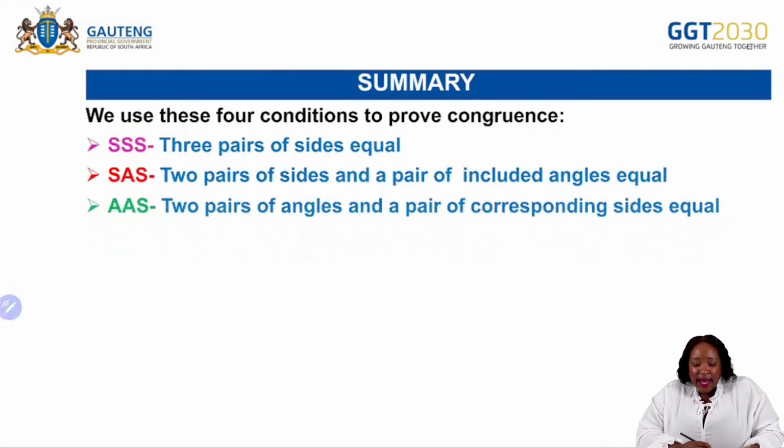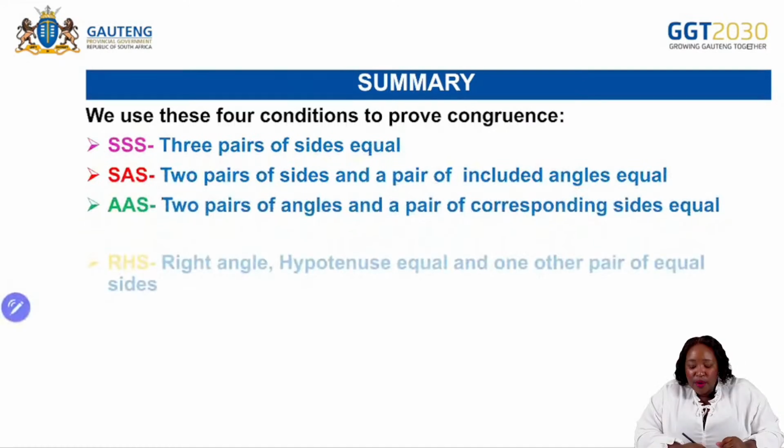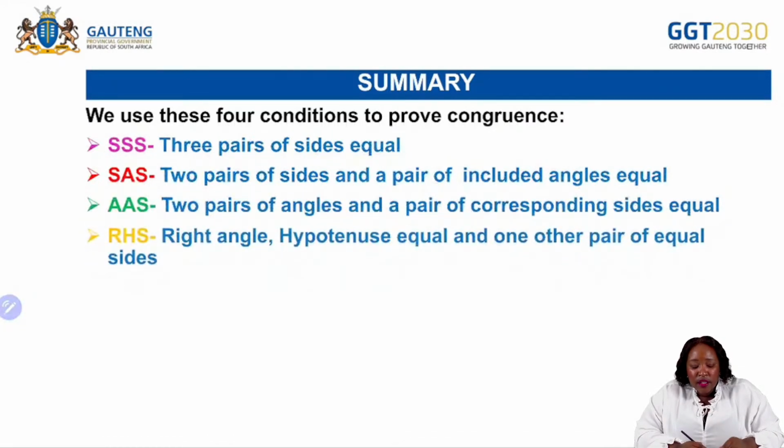Then angle, angle, side. You need 2 pairs of equal angles and a pair of corresponding sides equal. This one we use if we are given a hypotenuse, a side, and a right angle. If you're given one side, hypotenuse, and a right angle, and they correspond and are equal to the next triangle, then you use RHS, right angle, hypotenuse, side. Some of you actually use 90 degrees, hypotenuse, side. That is also okay. So do focus on what you have learned in class.